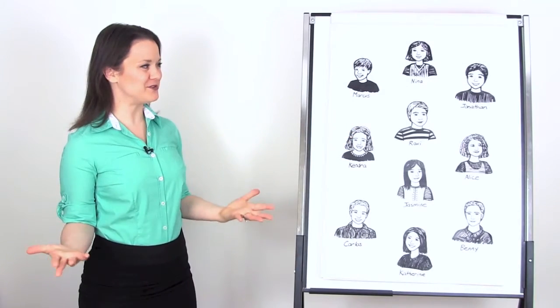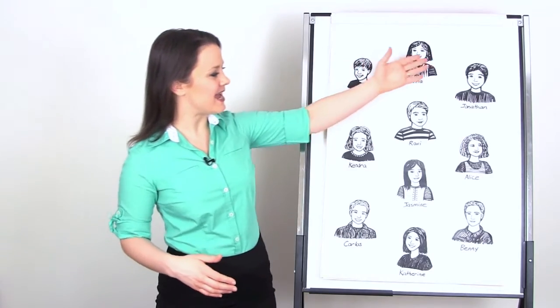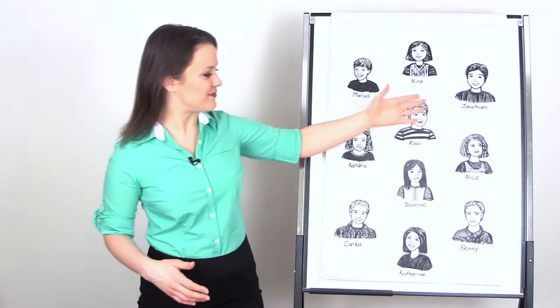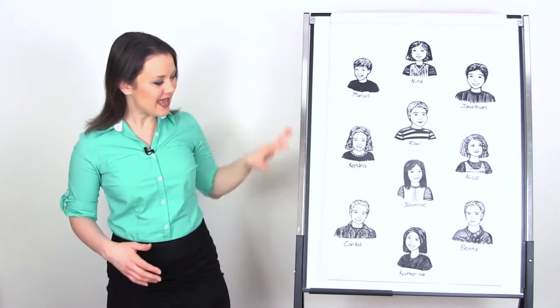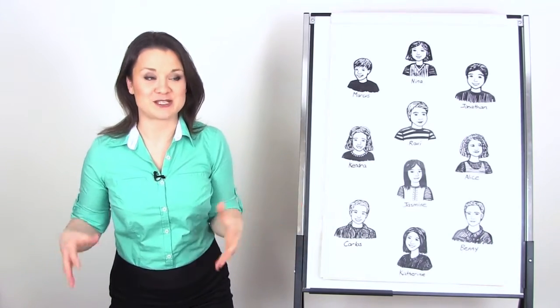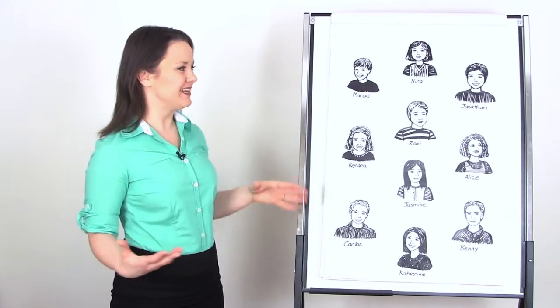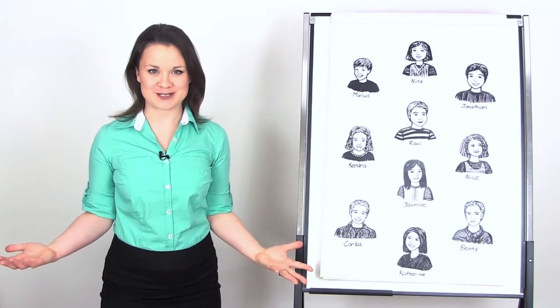So I'd like to introduce you now to 10 young people. We have Marcus, Nina, Jonathan, Kendra, Ravi, Alice, Carlos, Jasmine, Benny, and Catherine. And these 10 young people have in common a number of things. First of all, they're all fictional characters. I just made them up for the purposes of illustration here today. And also, let's imagine that these 10 characters have all done personal interest projects.